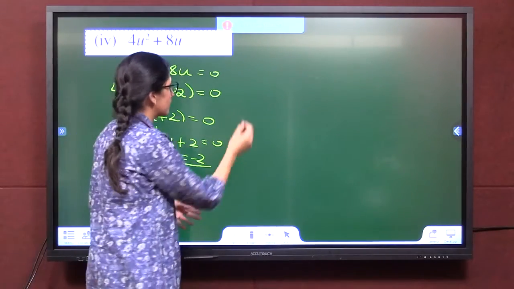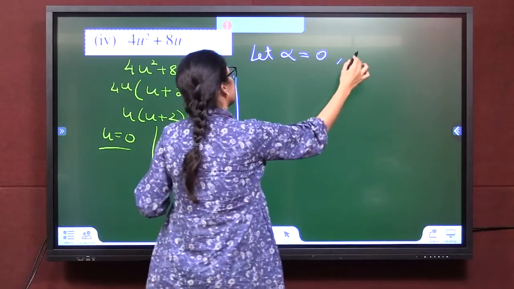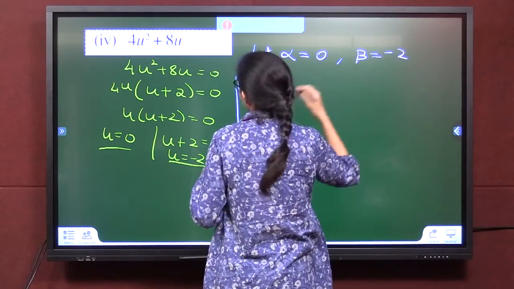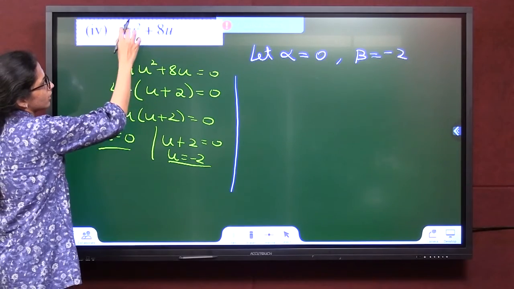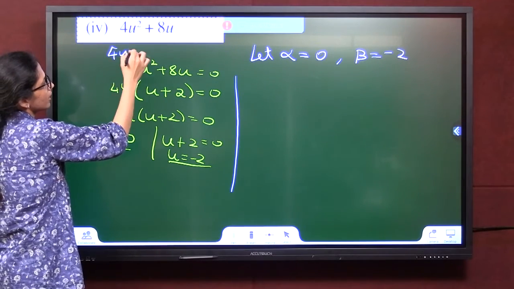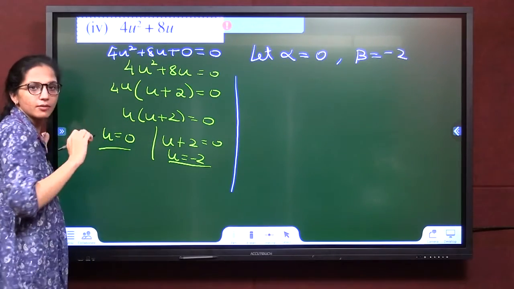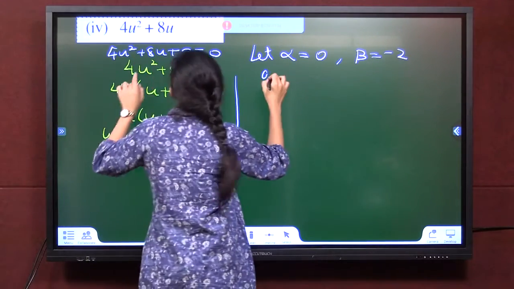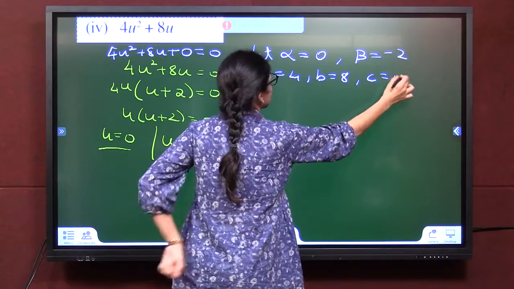Okay. So now, let alpha be equal to 0, beta be equal to minus 2. 4u square plus 8u. So this is 4u square plus 8u plus 0 equals 0. The constant term is 0. So what are A, B and C? A is 4, B is 8, C is 0.